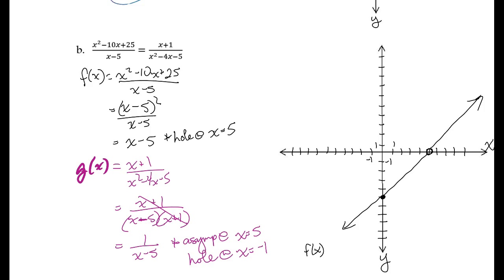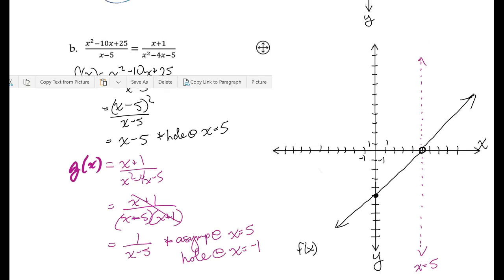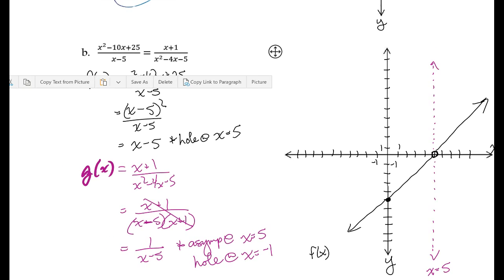Okay, g of x, I know I have an asymptote here at positive 5. Okay, I'm going to have a hole at negative 1. And from there, I can figure out some values. If I plug in negative 1 here, I can find out that that's going to be negative 1/6. So negative 1 and negative 1/6, that's going to be a hole.